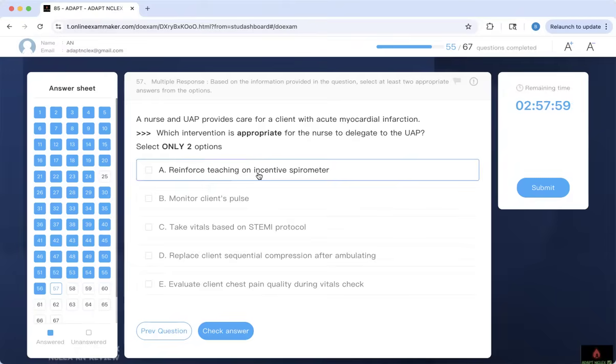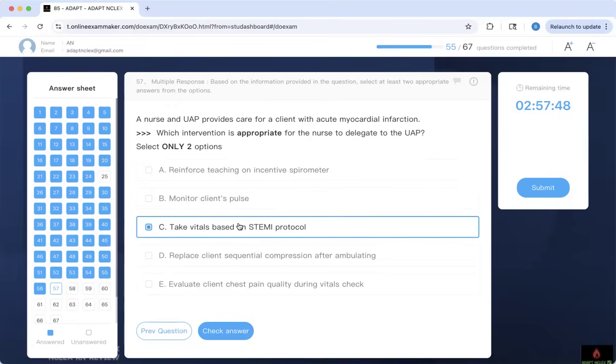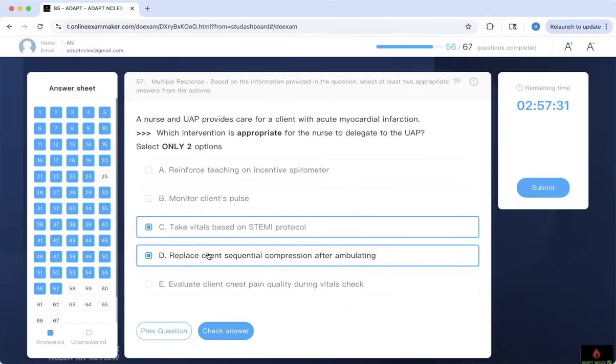That's not difficult, right? But the word monitoring is not consistent. It's not supposed to be monitoring. All they do is take vitals based on this protocol. They can do that. Replace the client's sequential compression device after ambulating. Well, if you work, I place it back. Evaluate client chest pain quality during vital check? No, you should not evaluate, you should not monitor, you should not reinforce. Use the adjective to help you do easy, straightforward delegation. That's the key.